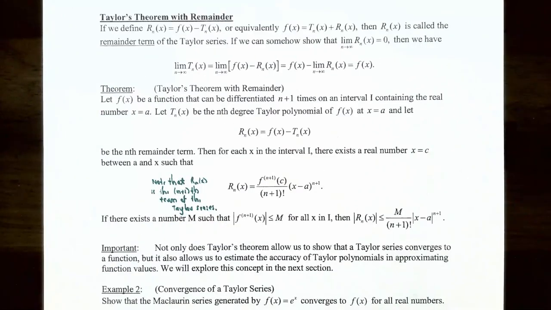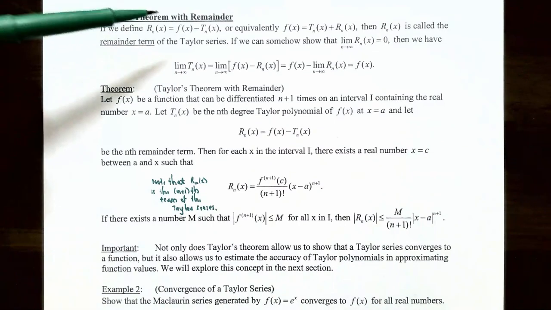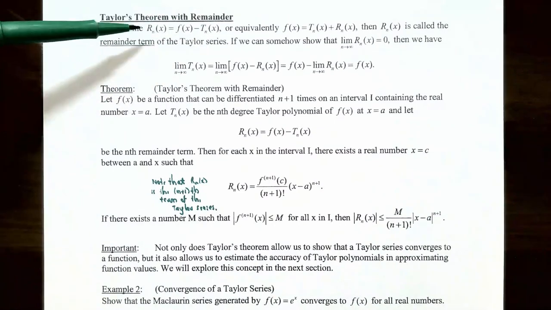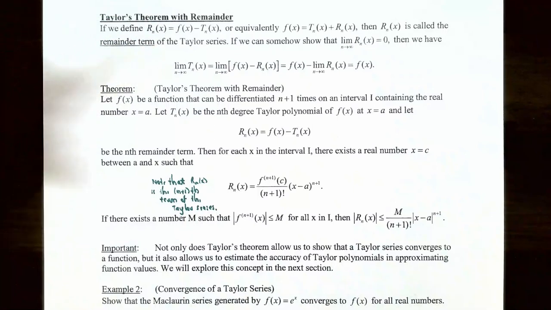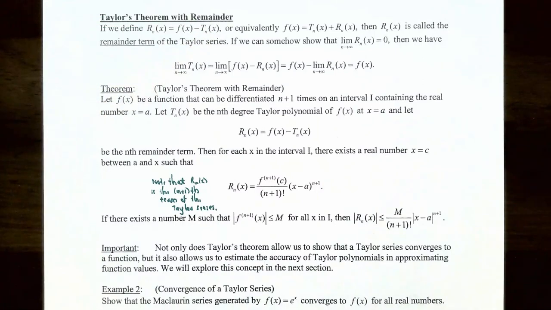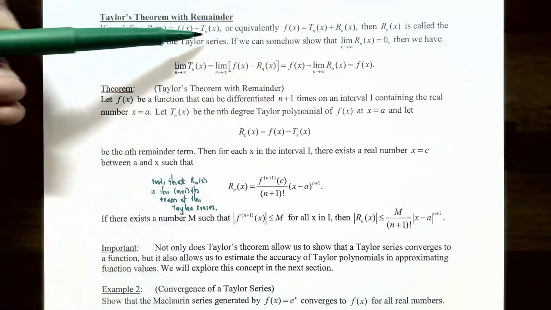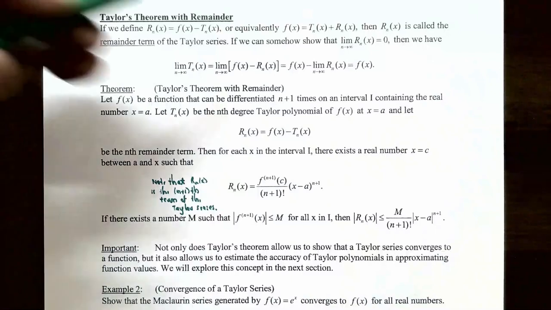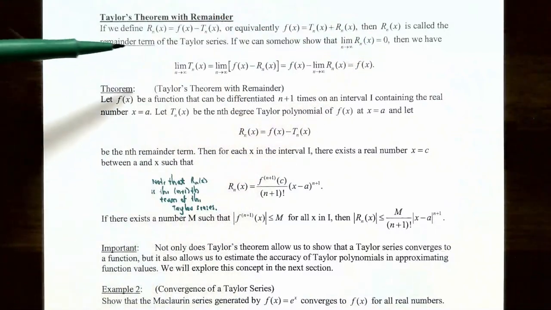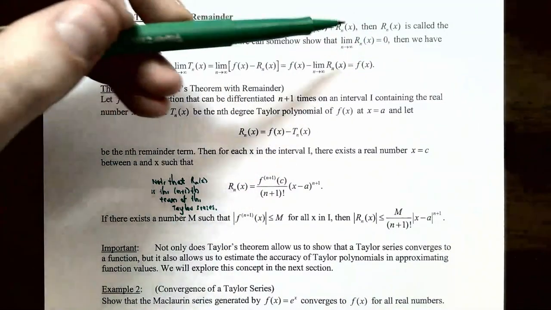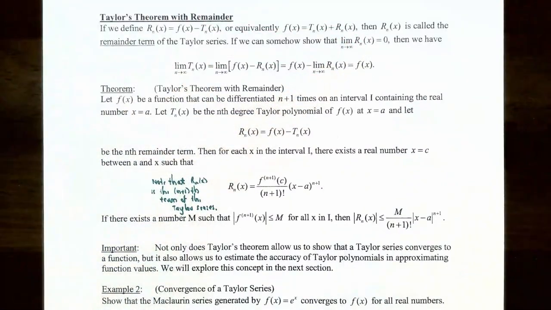So let's talk about Taylor's theorem with a remainder term. If we define R sub n of x is equal to f of x subtract T sub n of x, so this is called the remainder term, R sub n of x is equal to the original function f of x subtract the nth degree Taylor polynomial T sub n of x, or equivalently the function f of x is the remainder term R sub n of x plus the Taylor polynomial T sub n of x, where R sub n of x is called the remainder term of the Taylor series. If we can somehow show that the limit of your remainder term, R sub n of x, as n goes to infinity is equal to 0, then we have the following statement.